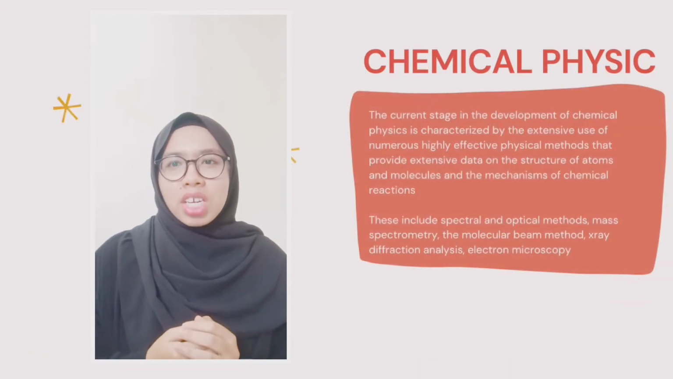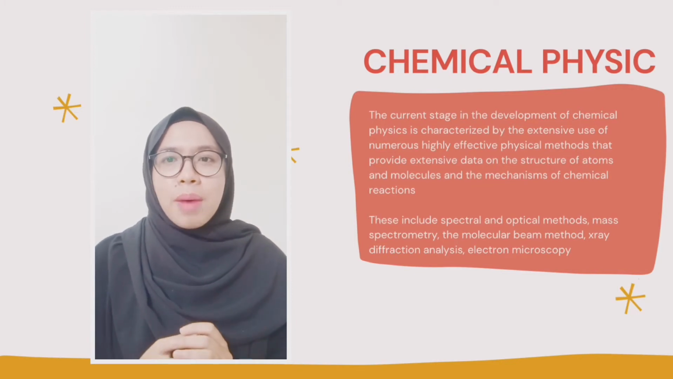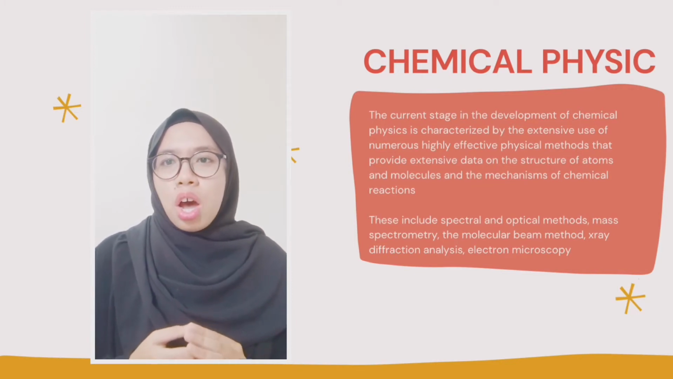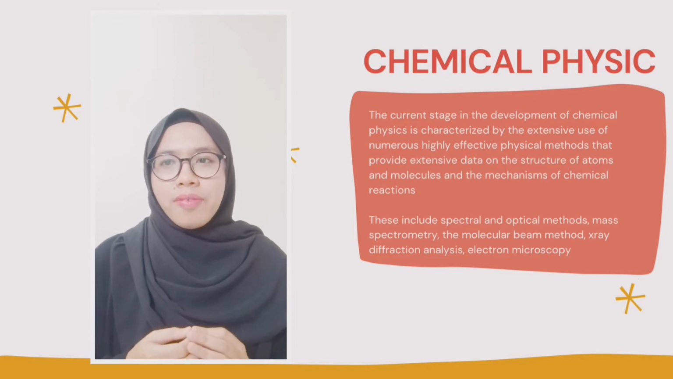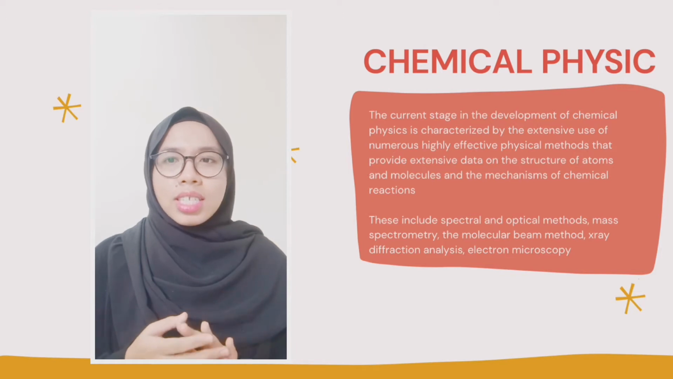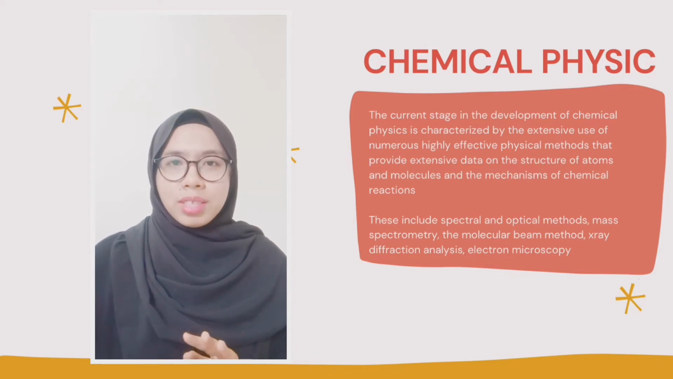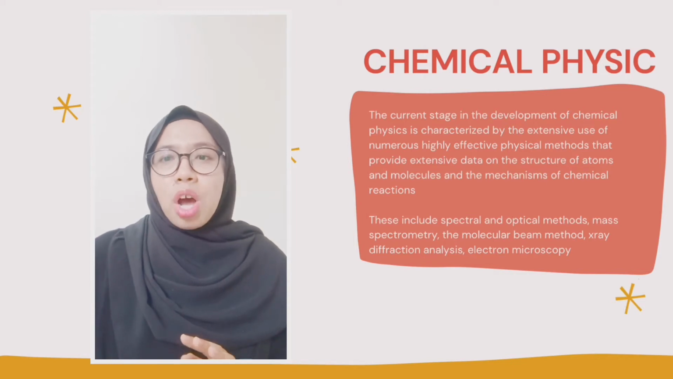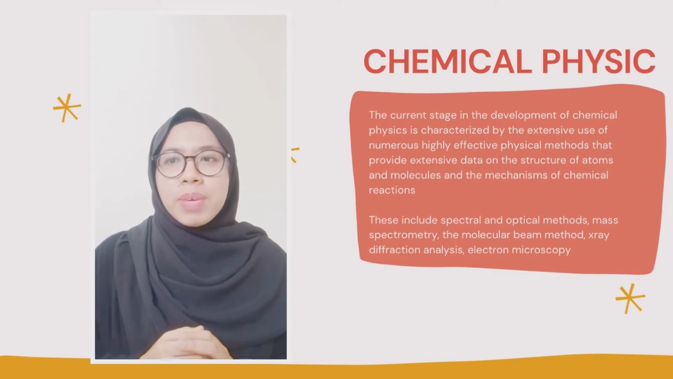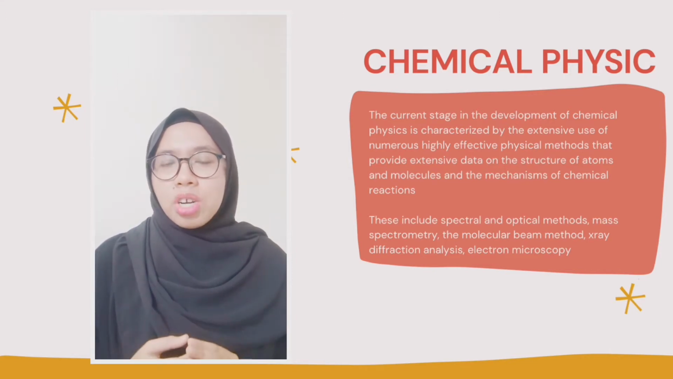The current stage in the development of chemical physics is characterized by the extensive use of numerous highly effective physical methods that provide extensive data on the structure of atoms and molecules and the mechanism of chemical reactions. These include spectral optical methods, mass spectrometry, the molecular beam method, X-ray diffraction analysis, and electron microscopy.